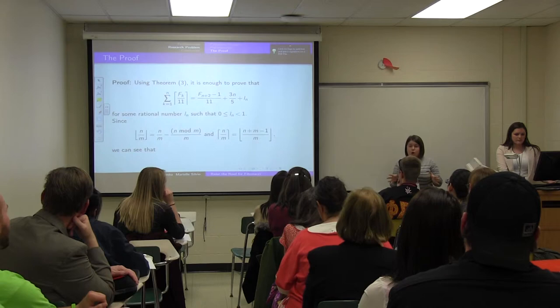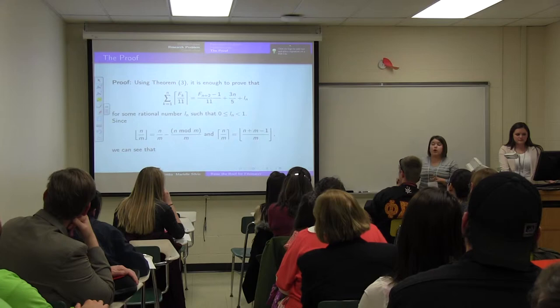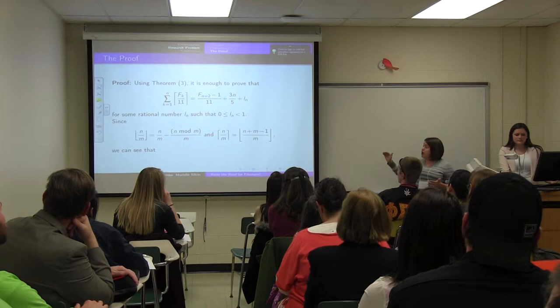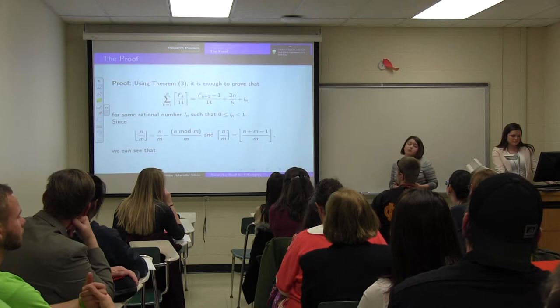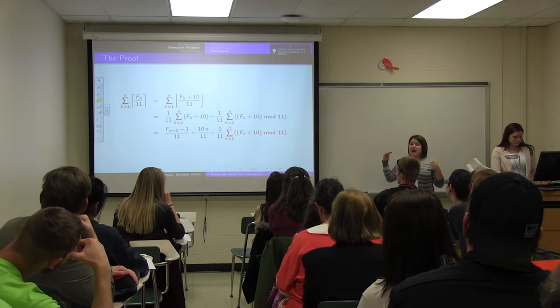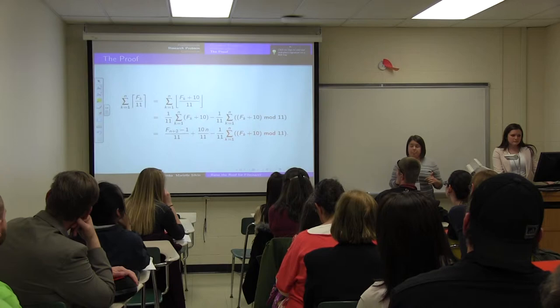As you can see, the left-hand side of that statement does not quite look like the right-hand side. We are going to have to do some modifications, and we're going to start by using Theorem 1. At the bottom of the slide, we have Part 1 and Part 2 of Theorem 1, and that's where we're going to start with our modifications. So the first thing that we did was we rewrote the ceiling of f of k divided by 11 as a floor function. And that was using Part 2 of Theorem 1.